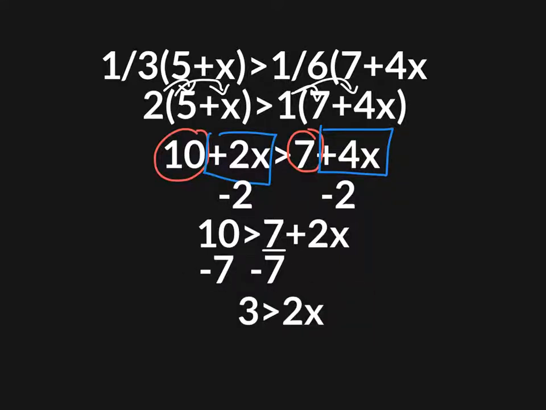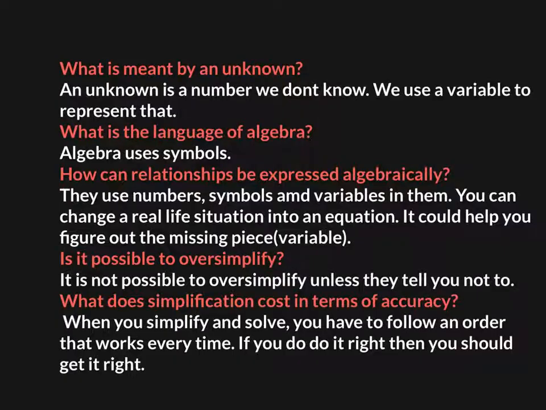From there, you need to isolate the variable, which means divide by that number. That crosses out, and your answer would be 3 over 2 is greater than x.